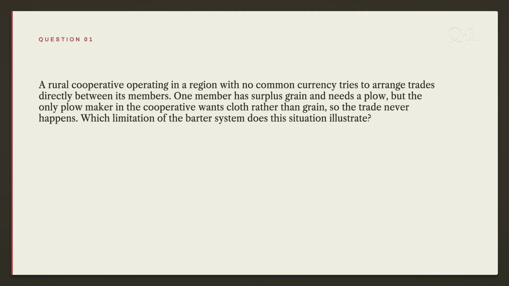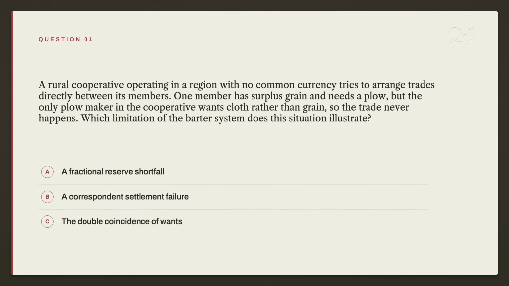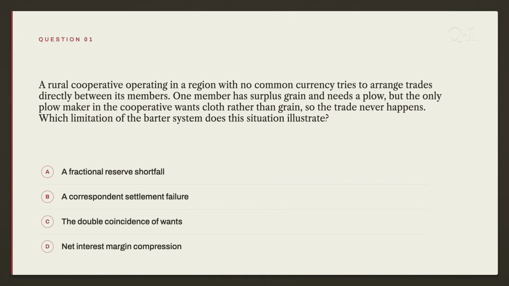Your options are A. A fractional reserve shortfall, B. A correspondent settlement failure, C. The double coincidence of wants, D. Net interest margin compression. Which one is it? Pause the video if you need more time.